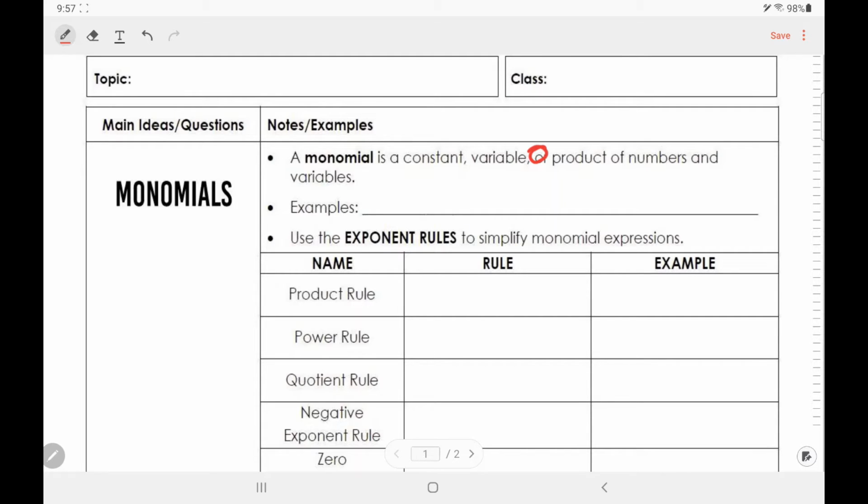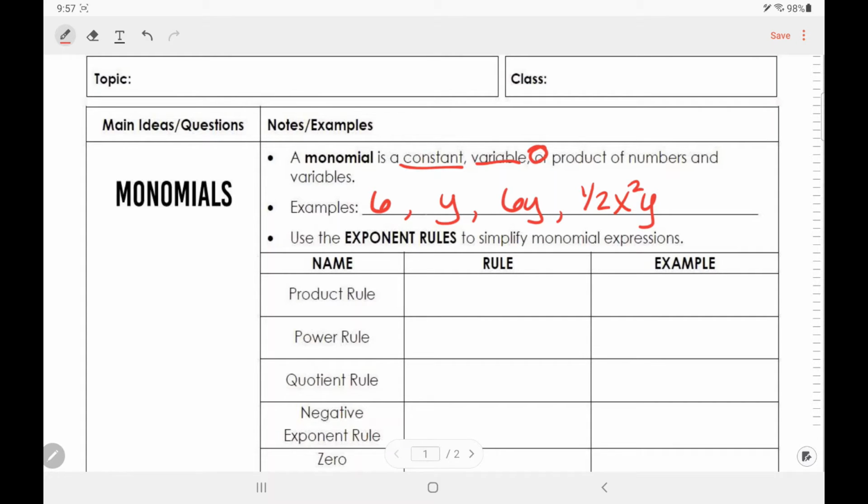So here's some examples. A constant, we could just have the number 6. That is a monomial. We could also just have a variable. For example, we could just have y, or x, or m, or whatever other letter you want to use. That would be just a variable, or a product of numbers and variables. So that means we could have 6y together. We can also have exponents involved. For example, it could be 1/2 x squared y. That's an example of a monomial.